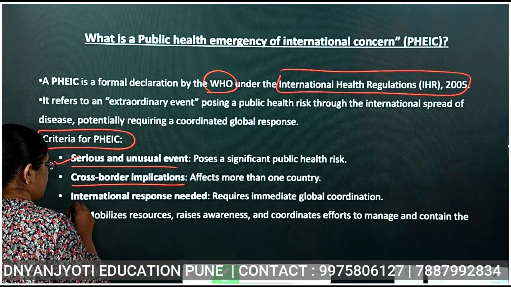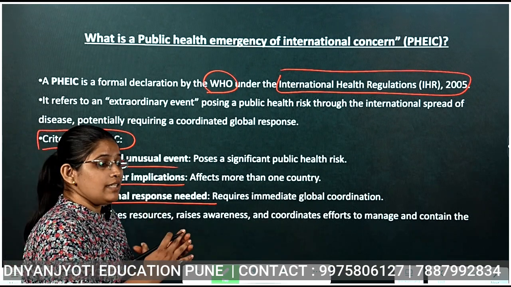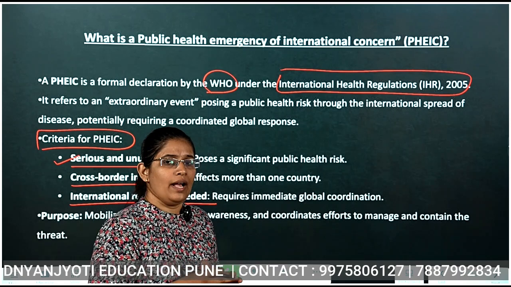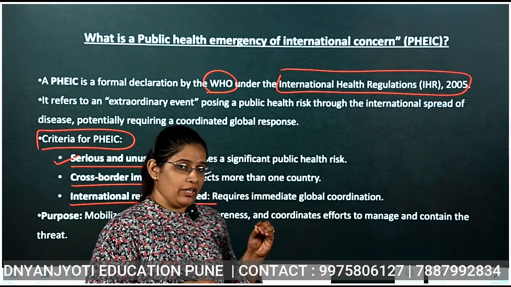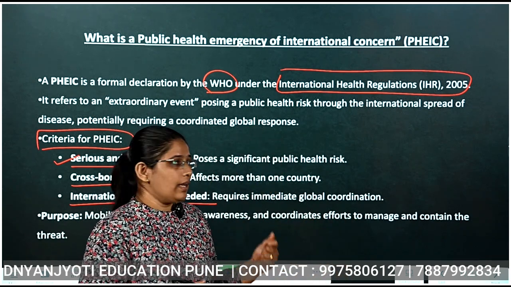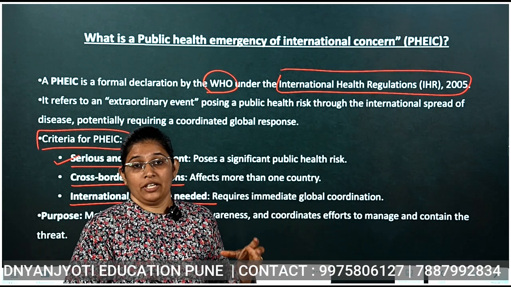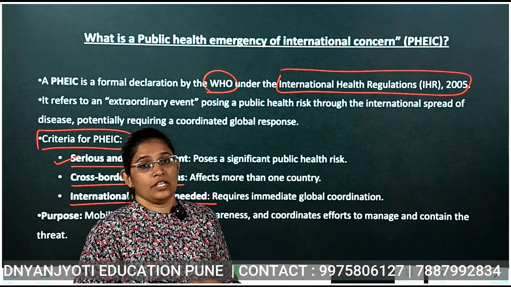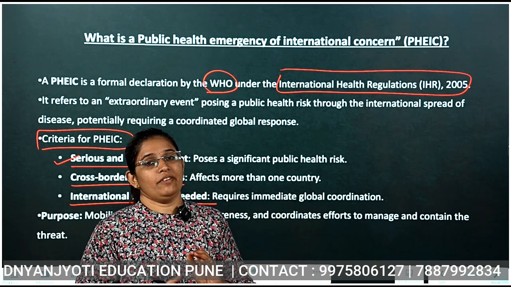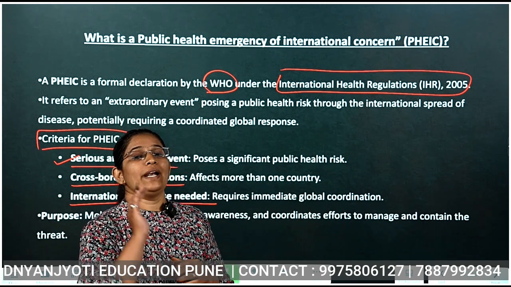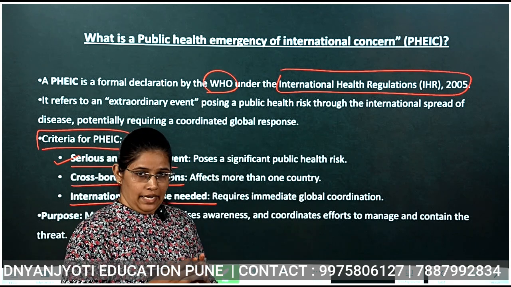The next criterion is related to the international response needed. The disease whose outbreak has occurred, and which is posing a threat at the international level, should have the potential to get immediate global attention or a global response from different institutions. If such a situation arises, then WHO has the specific authority to certify that particular disease as a public health emergency of international concern.